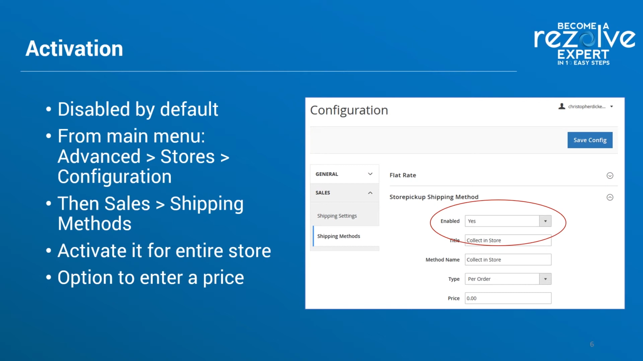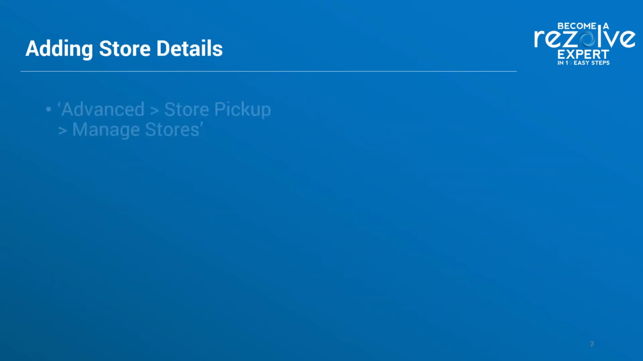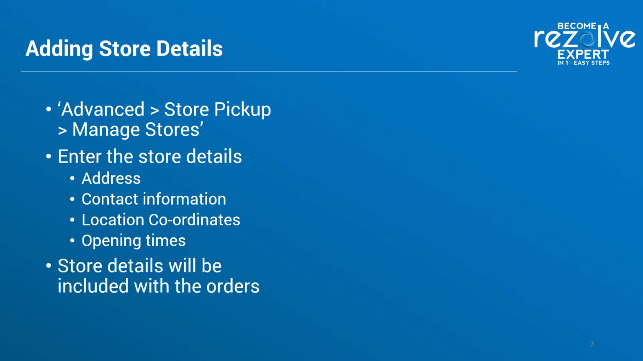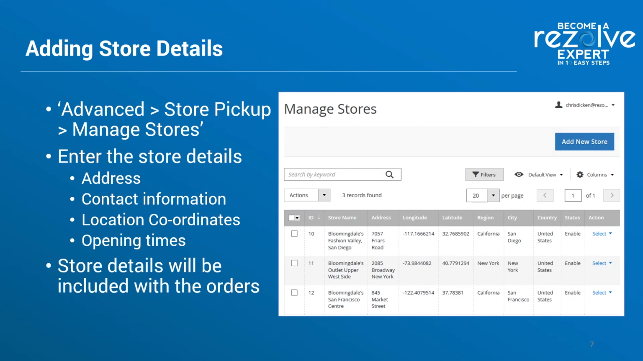Once you've activated it, the next job is to set up your store locations. And that's done via Advanced, Store Pickup, and then Manage Stores. So these are all the locations that you want to offer consumers to collect their orders from. You have to enter an address, contact information, the coordinates of the location. That's very important because you want them to have a map that shows the location, and also for the locations to be sorted in order of proximity to the shopper. And opening times as well, you can put in there so people know they're not going to turn up on a day when the store is shut.